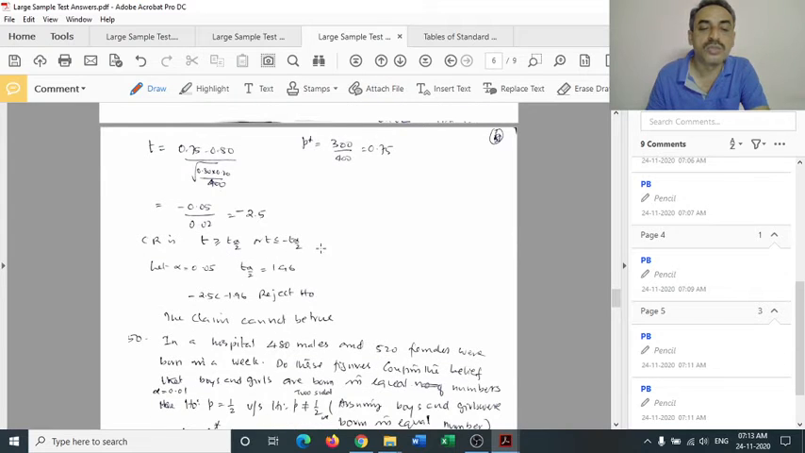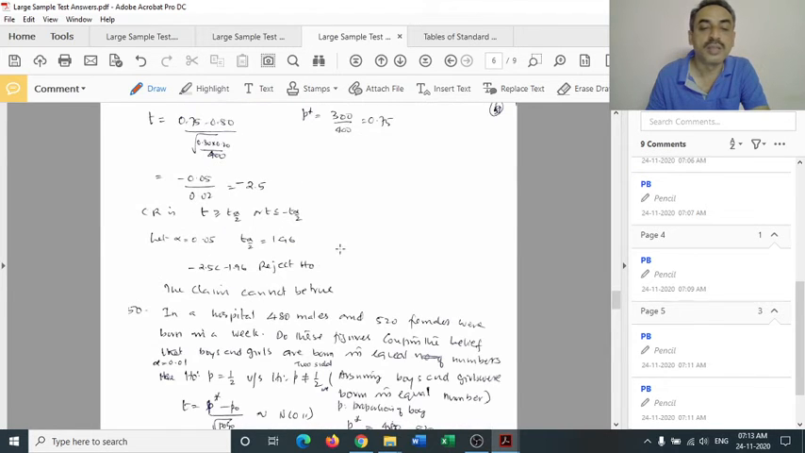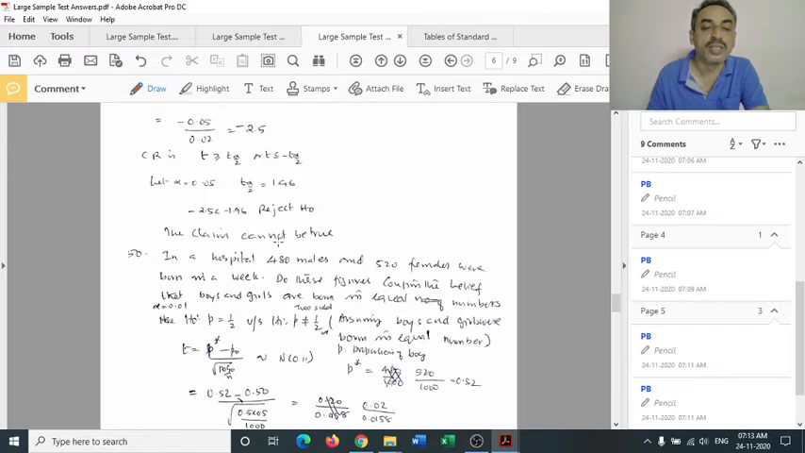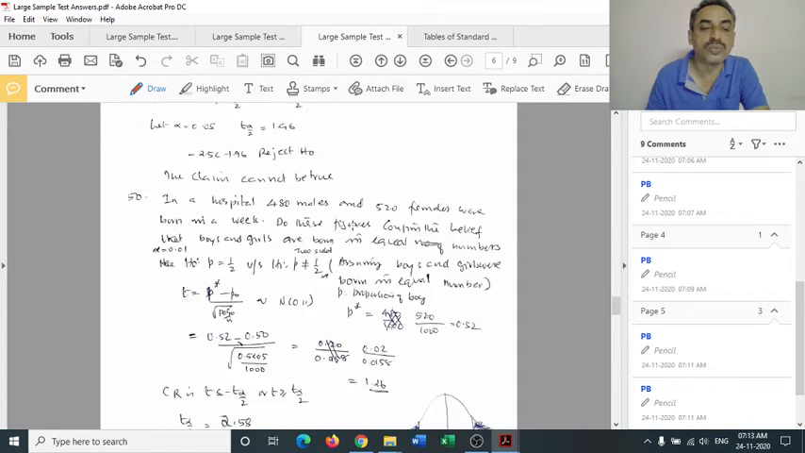Again, this is a two-sided test. Here t alpha by 2 is 1.96, and we see that minus 2.5 is less than minus 1.96, which means the value of t calculated using the sample lies in the left side of the two parts of the critical region. So we reject the hypothesis. Therefore, the claim of the contestant cannot be true.